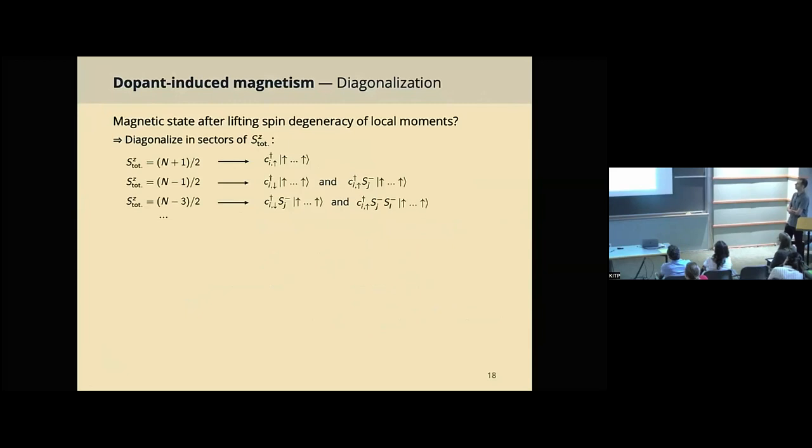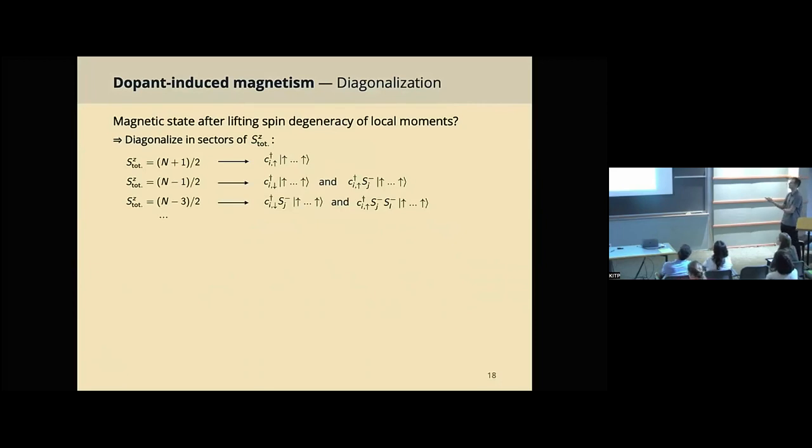So what's the resulting state that is being induced by this Hamiltonian? Again, I want to focus just on doping a single electron here. And so far, this Hamiltonian has complete spin rotation symmetry. That means that the total spin projection of the spin of the local moments and the doped electron is a good quantum number.